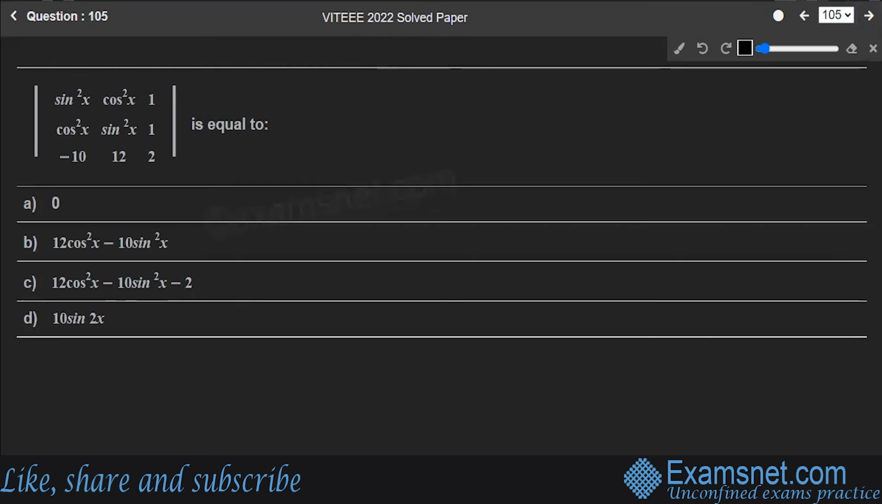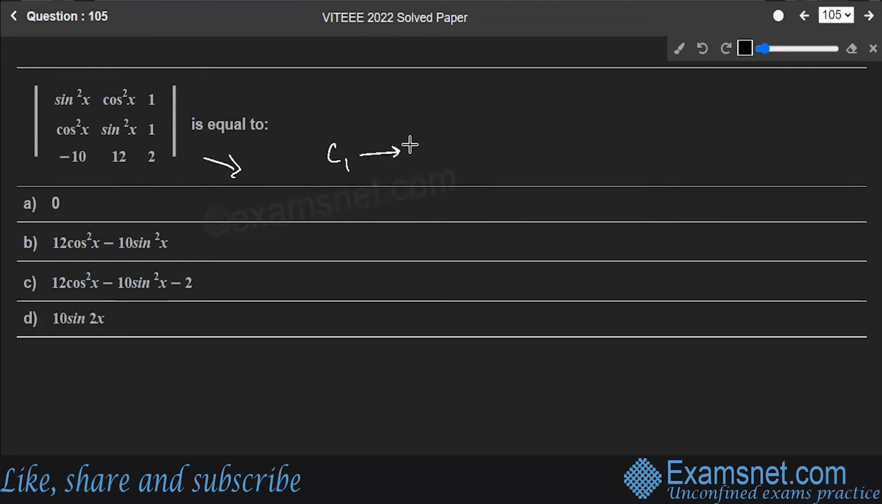Understood? Next is the 105th question. A matrix problem is before us: the determinant with rows sin²x, cos²x, 1; cos²x, sin²x, 1; and -10, 12, 2 is equal to what? Okay, let's perform some transformations over here.